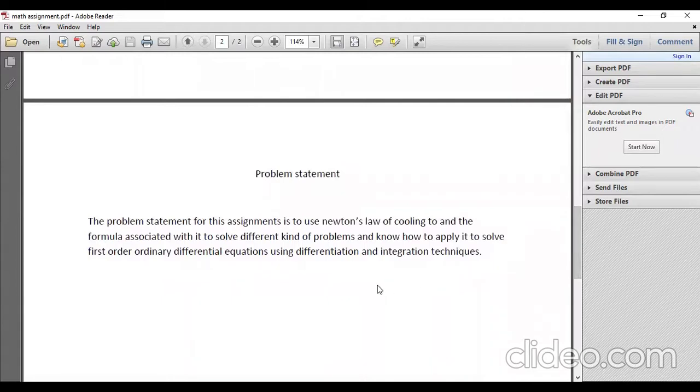The problem statement for this assignment is to use Newton's law of cooling and the formula associated with it to solve different kinds of problems, and to know how to apply it to solve the first order differential equation using differentiation and integration techniques.